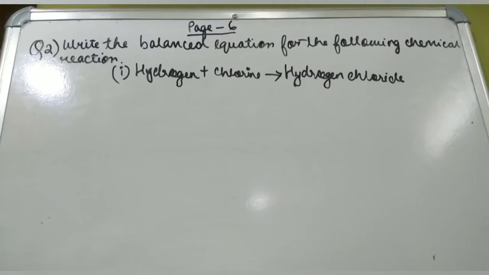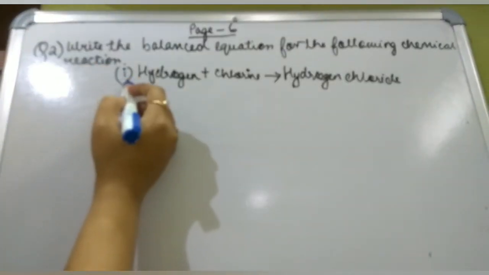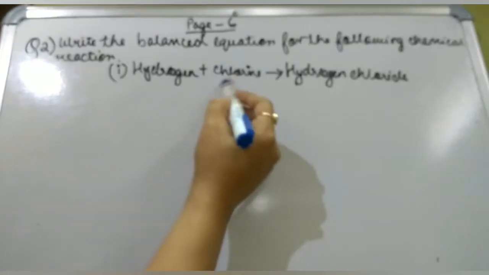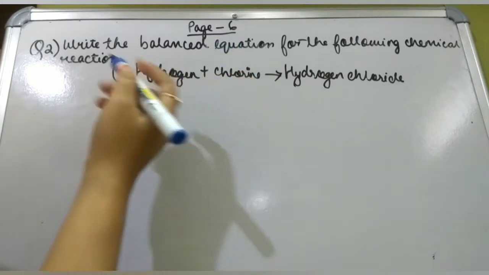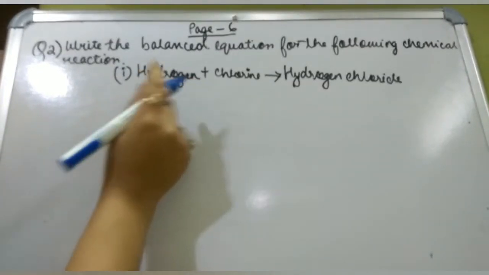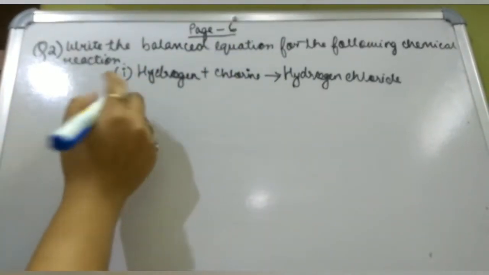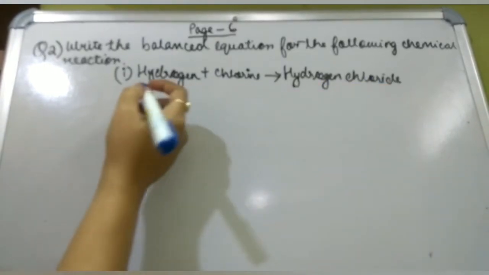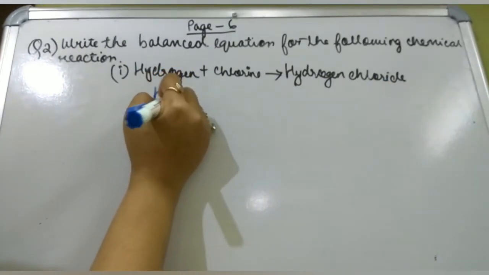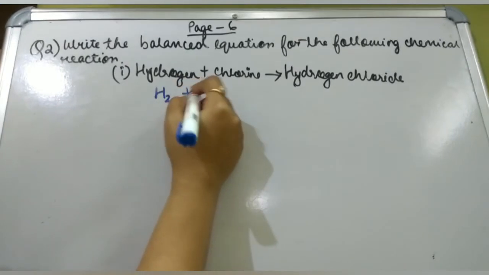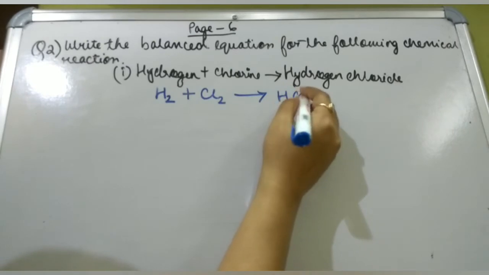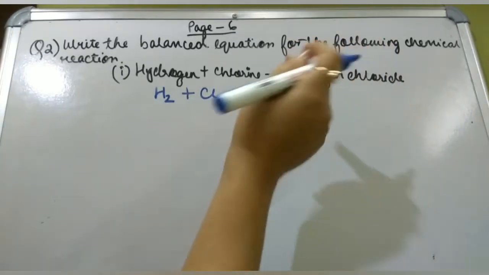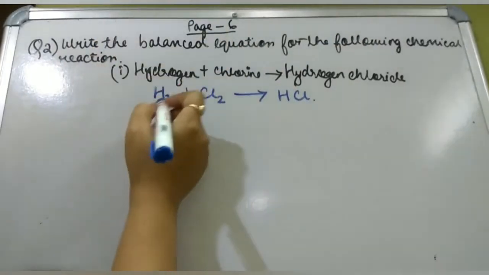So the next question is also from this chapter only, that is from the NCERT book. The question is hydrogen plus chlorine gives us hydrogen chloride. This is from page number 6. Since I had left page number 6, now I'm giving you this. Let's see. Hydrogen, the formula will be H2 for hydrogen. For chlorine the formula will be Cl2. Hydrogen chloride is HCl. So now we have to balance this equation.